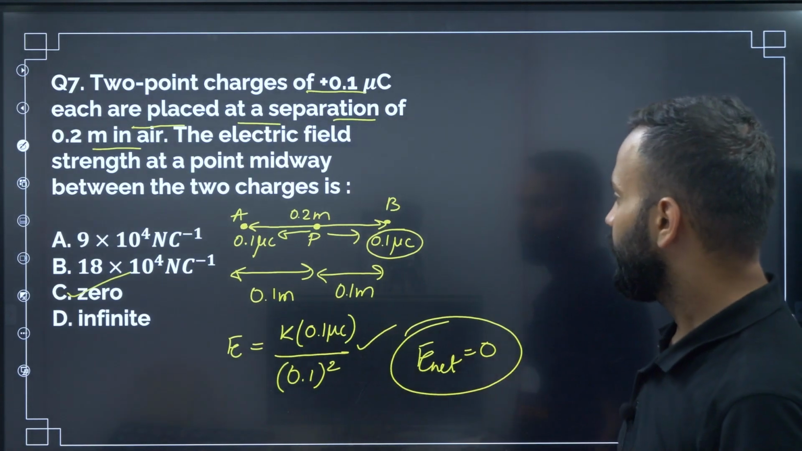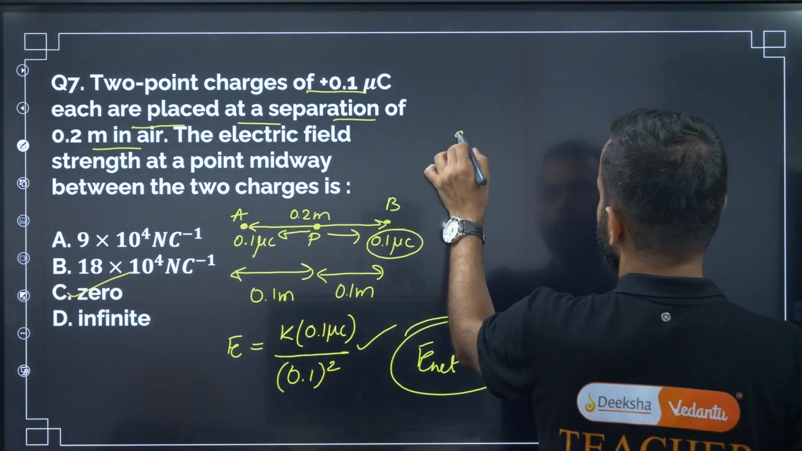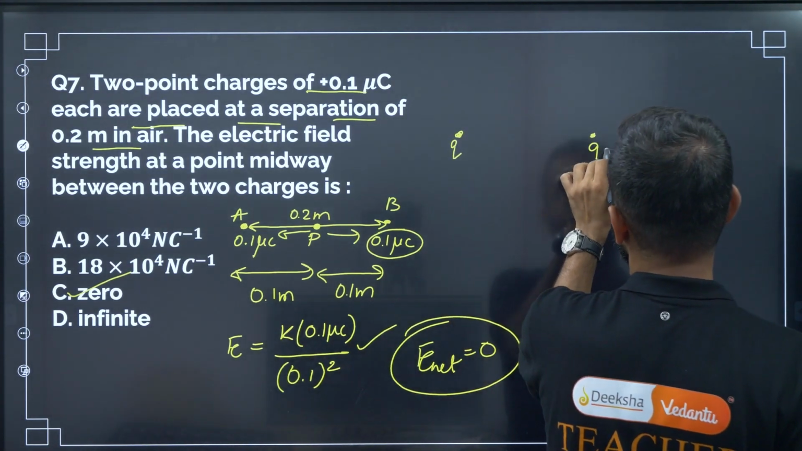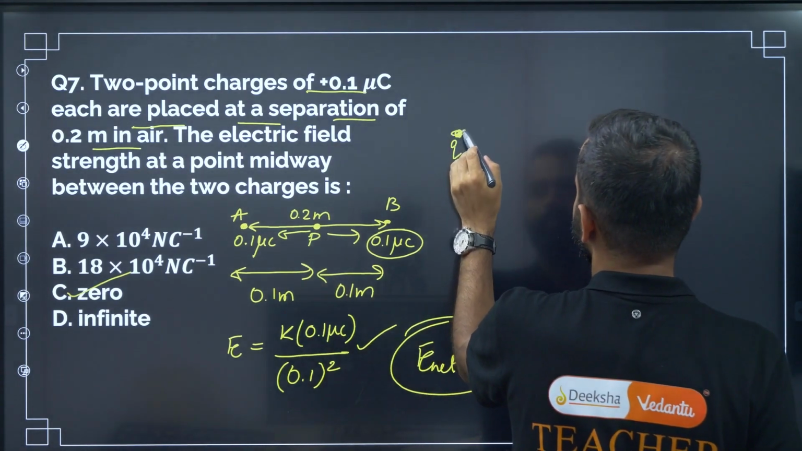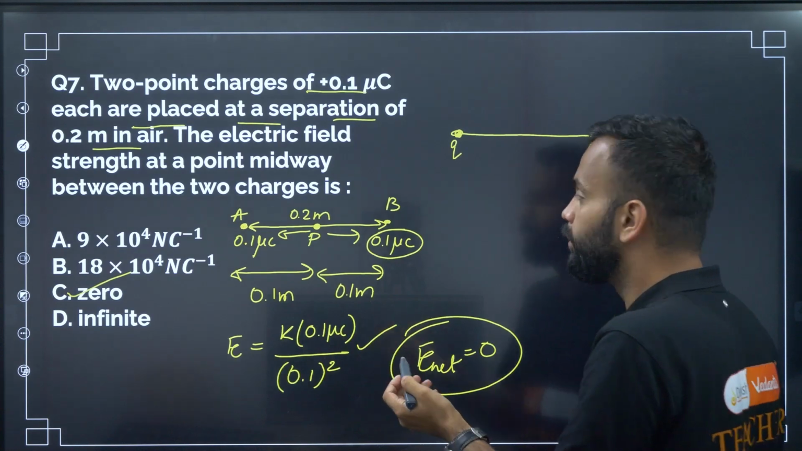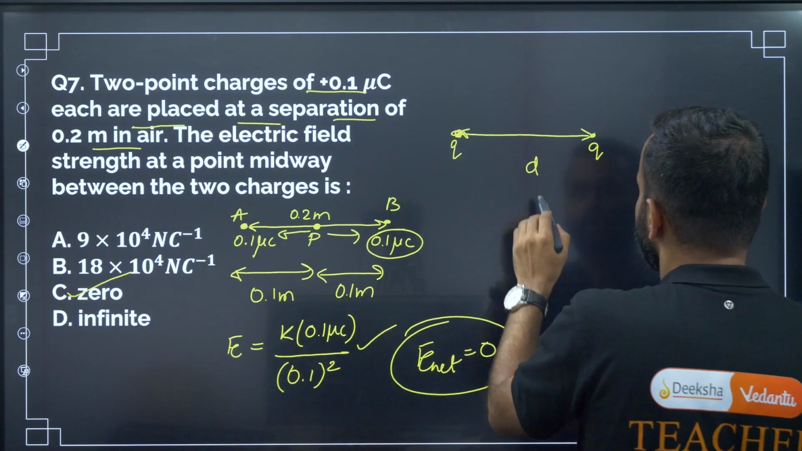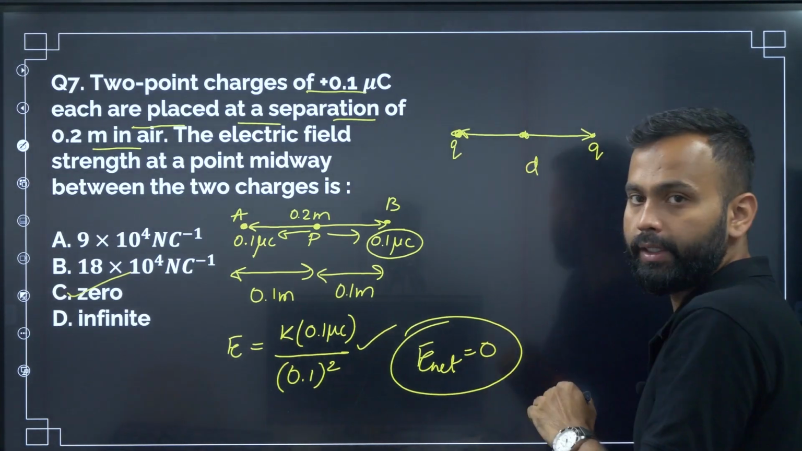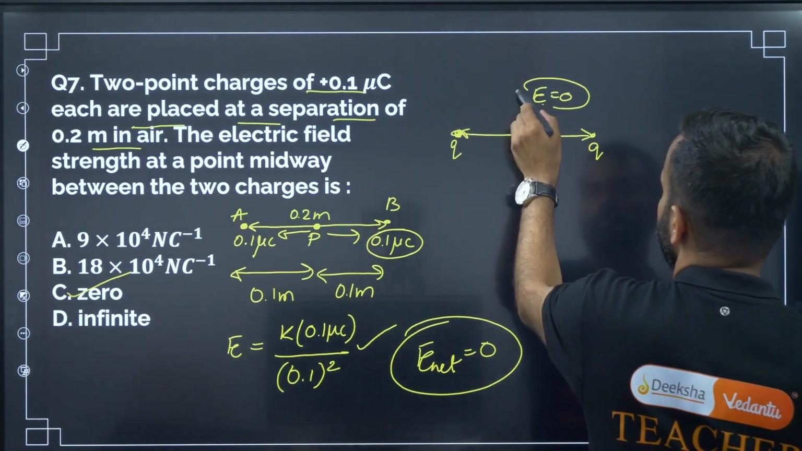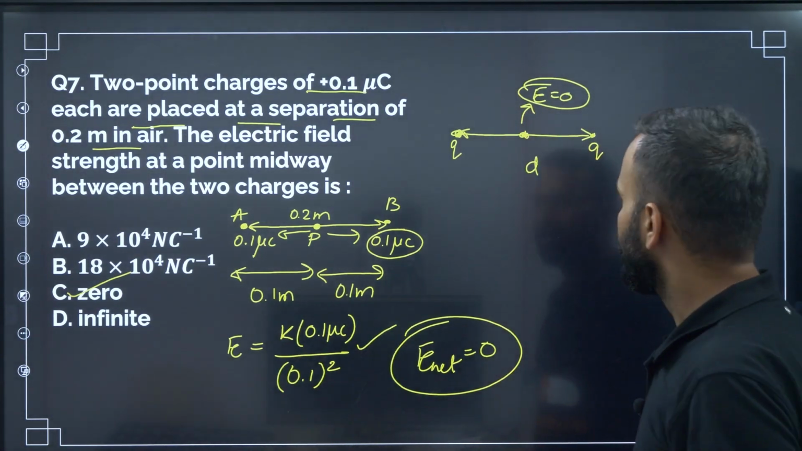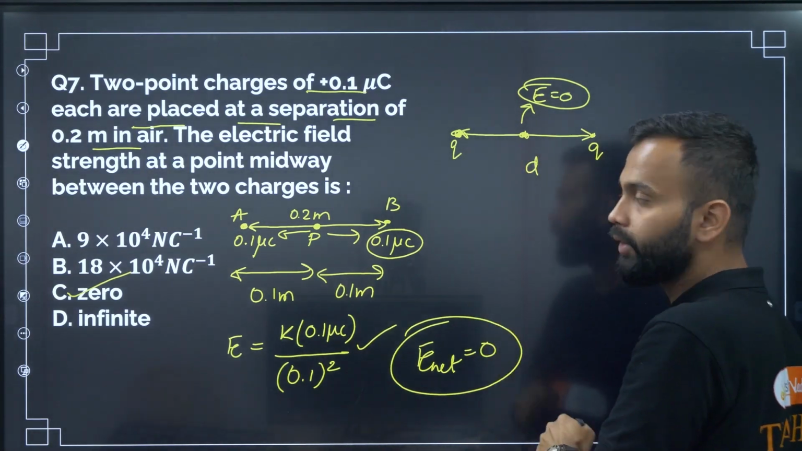So you don't need to solve this question. Whenever two charges have the same sign and the same magnitude, separated by a certain distance d, then the electric field at the midpoint between them is 0. Understood? The electric field between these two same charges is 0.